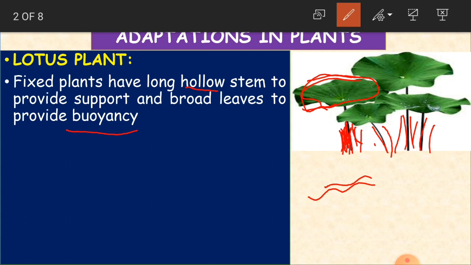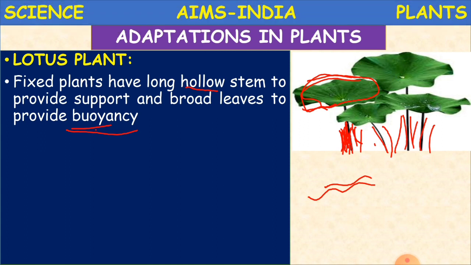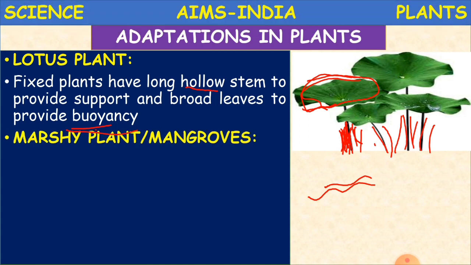Okay children, clear? Buoyancy is nothing but the force which makes an object float. So when something is light, it comes above the water, on the surface of the water. If something is heavy, then it goes inside the water. So that is buoyancy. Now we'll see about the marshy plants.